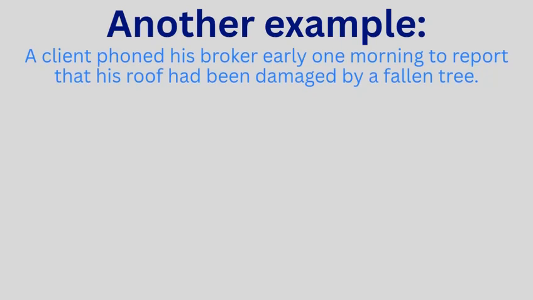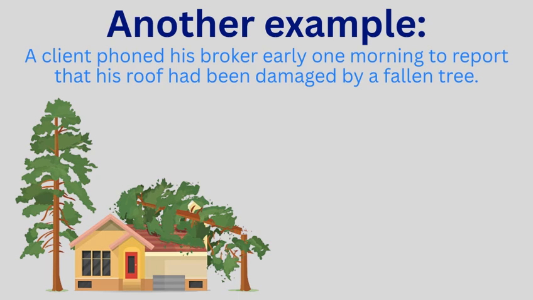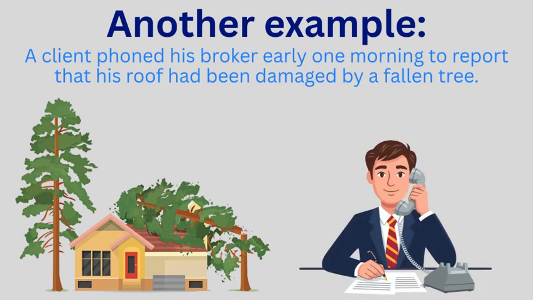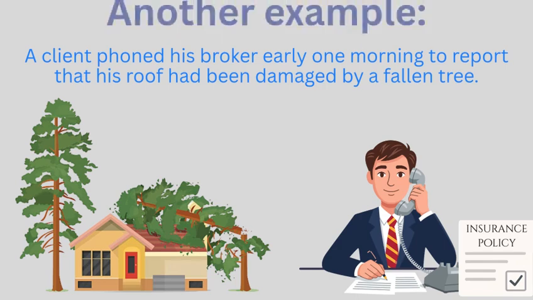A client phoned his broker early one morning to report that his roof had been damaged by a fallen tree. The broker reassured him that fallen tree damage is normally covered under his building insurance, and the claim was opened. When the insurer sent out an assessor to evaluate the damage, things became clearer. After inspecting the site, the assessor confirmed that the damage was not caused by wind, a storm, or any natural event. Instead, it was discovered that the client and his gardener had cut down the tree themselves, and during the process, the tree fell onto the roof, causing the damage.